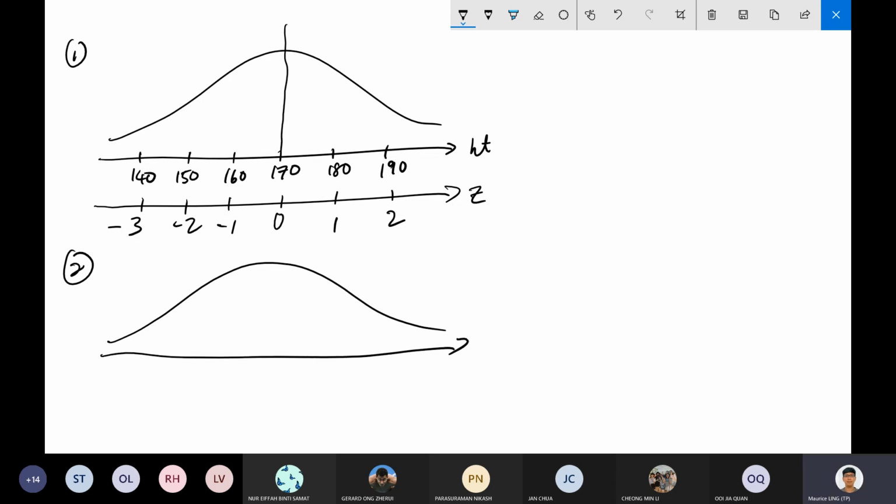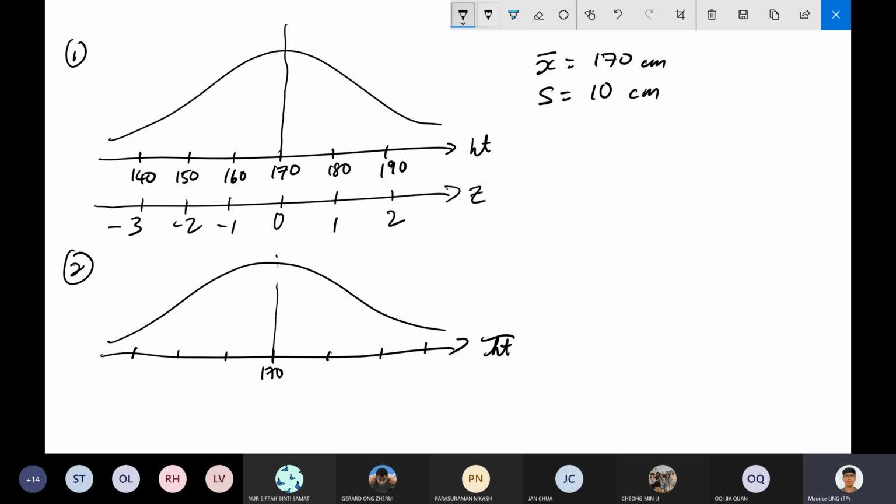Because you are no longer taking the height, but the average of the height. The average of the height is still the same, here is 170. But your standard deviation is different already. Here, the average is 170. Standard deviation is 10.